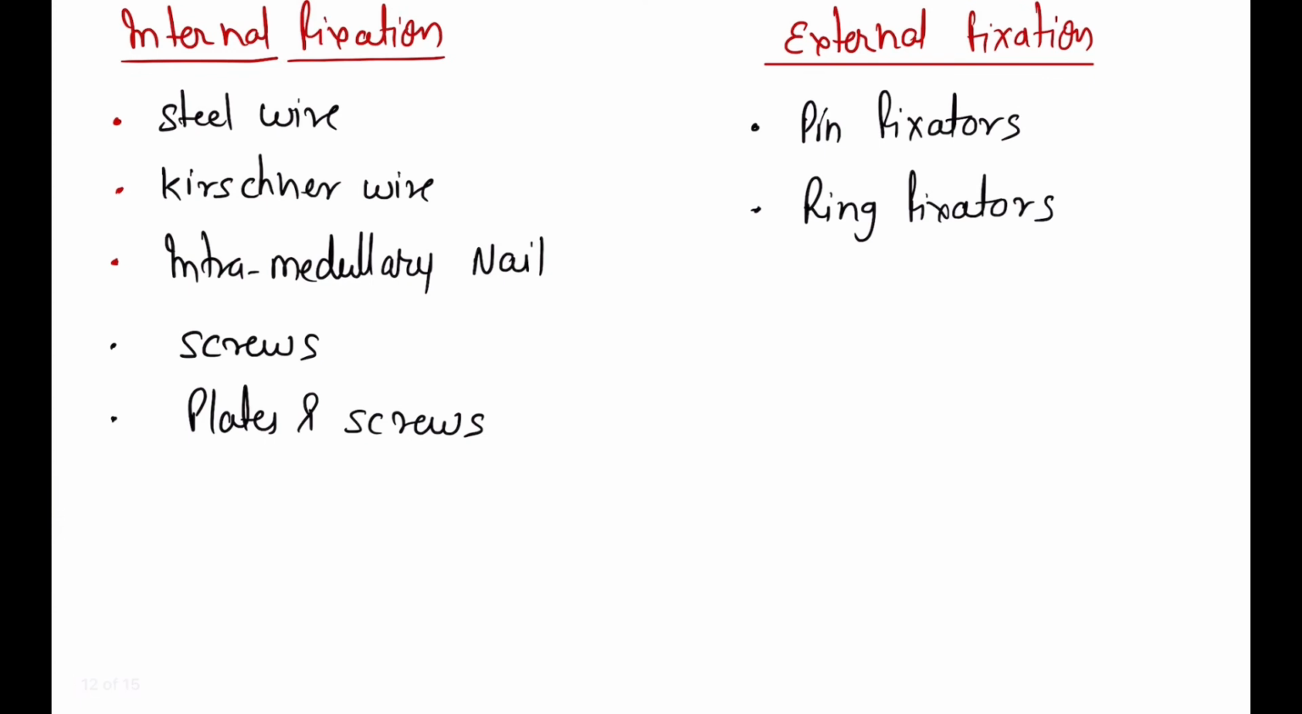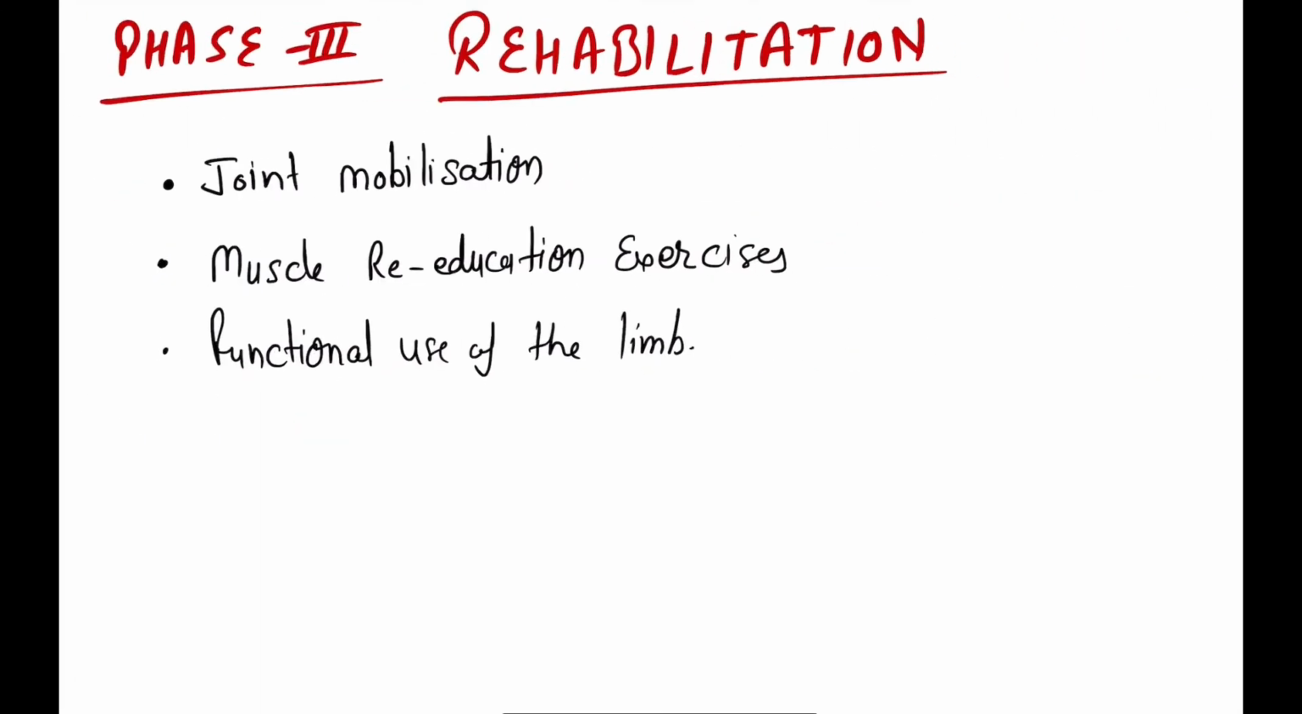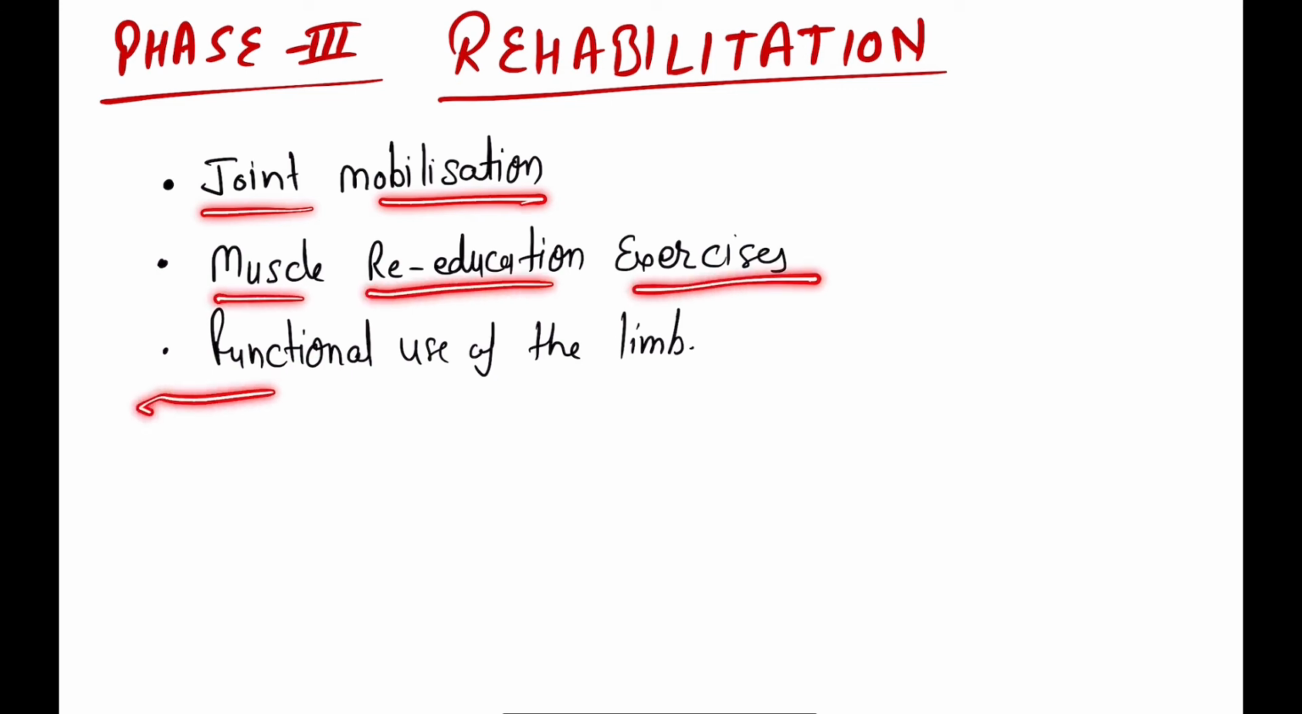So then we have type of immobilization, that is internal fixation and external fixation, right. So that is operative type. Internal fixation is done by steel wires, then Kirschner's wire, then intramedullary nail, screws, plates and screws, okay. एंड एक्सटर्नल जो फिक्सेशन जो है वो हम करेंगे पिन फिक्सेटर्स एंड रिंग फिक्सेटर्स, ओके, राइट. Right, so we have phase 3 now, that is rehabilitation. In rehabilitation, what we will do? Joint mobilization, muscle re-education exercises, and functional use of the limb.